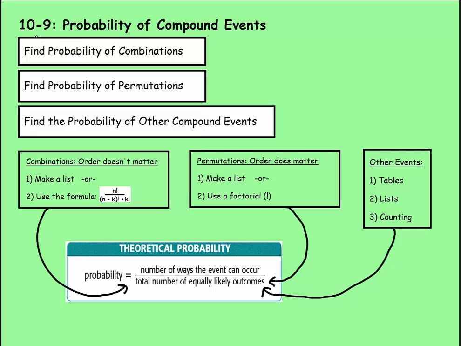We're on lesson 9 of chapter 10, which is the probability of compound events. First, we're going to find the probability of combinations. Then we're going to find the probability of permutations. Then we're going to find the probability of other compound events.